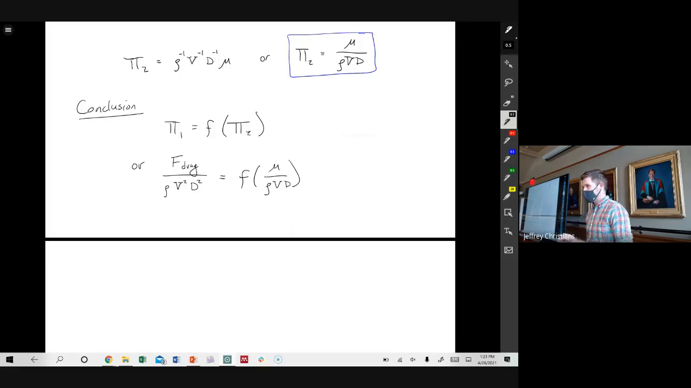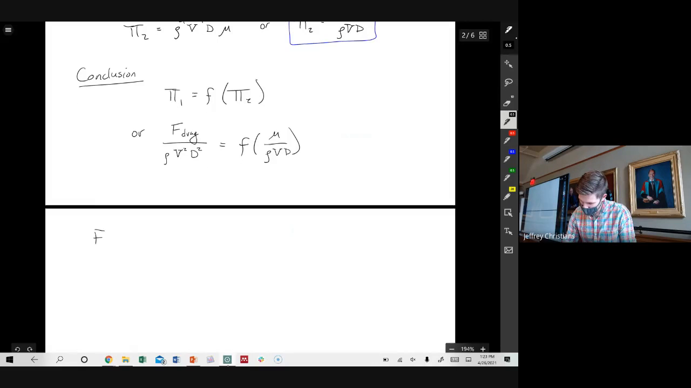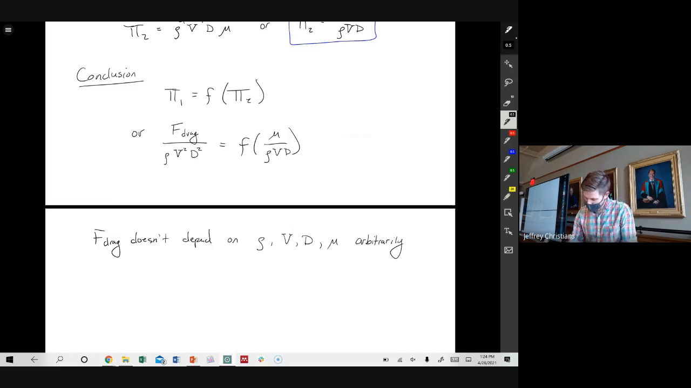We don't have to measure all of these things independently. We just need to know the right groups of these things, and then we can know how they relate to each other. So F drag doesn't depend on rho, v, d, mu arbitrarily. Rather, it depends through some relation like that. Okay, let's look at what that looks like for a sphere.